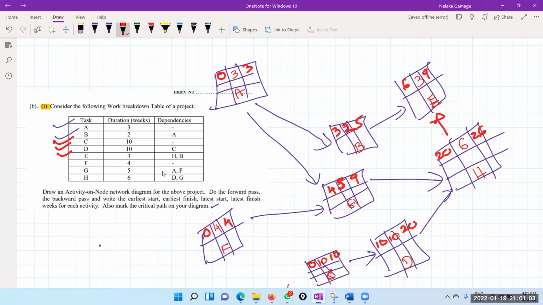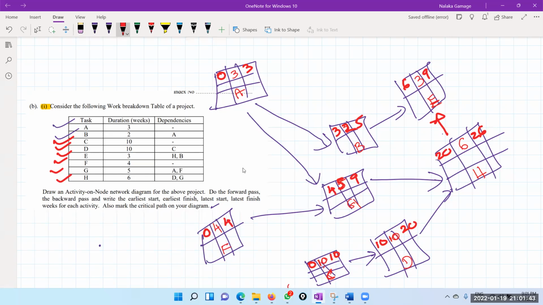I missed it last time because only I was doing it. F doesn't depend on anything, but its duration is 4. G depends on A and F, and its duration is 5, correct. H depends on D and G, and its duration is 6, correct. Now I have to do it from the beginning.